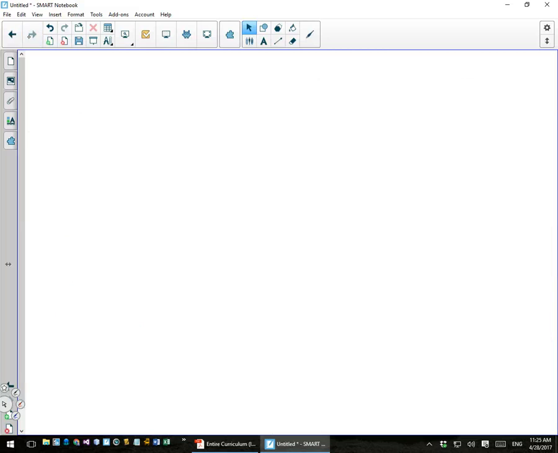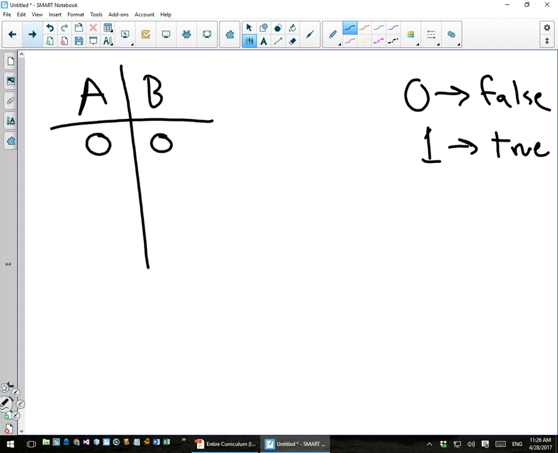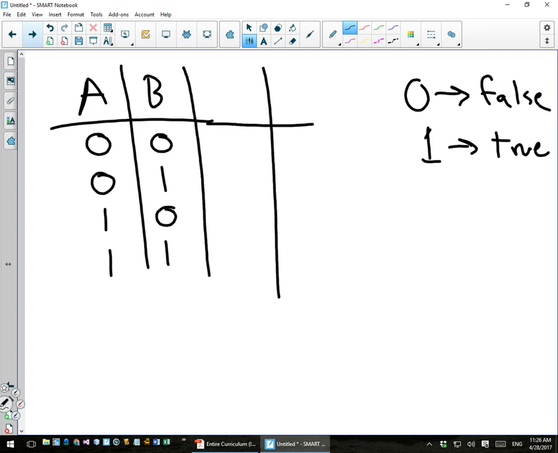Okay. So let's redraw this chart again. A, B. But instead, we're going to say 0 means false, and a 1 means true. Okay? So possible scenarios: 0 and 0, 0 and 1, 1 and 0, 1 and 1. So that's like saying false false, false true, true false, true true. Okay? Let's combine them with AND and OR. What will the result be?